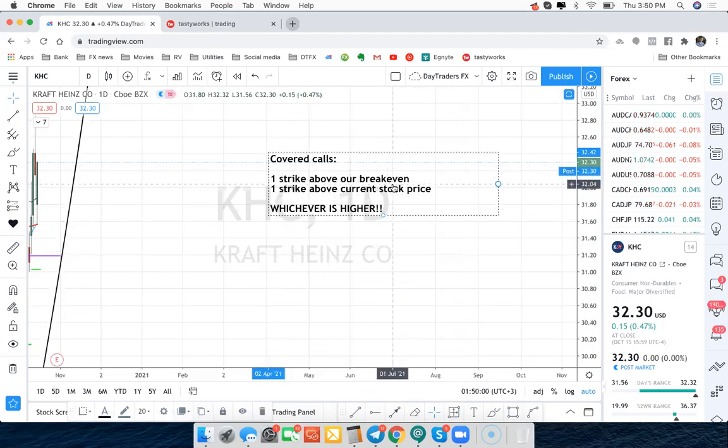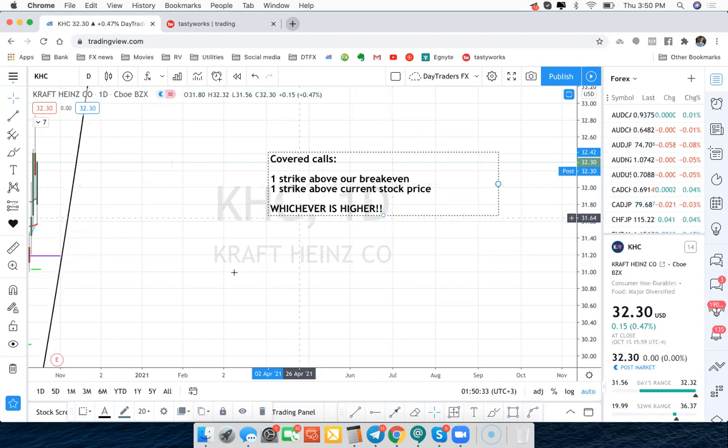So whichever is higher, right? One strike above our break even. Let's say the stock's trading at $32 and our break even's at $32. Then we'll sell the $32.50 or the $33, whatever the next strike up is. But if our break even's at $29 and the stock's trading at $30, we wouldn't want to sell the $29.50, because that's one strike above our break even but still below the current stock price. We can make more money if we sell a strike above where the current stock is trading.